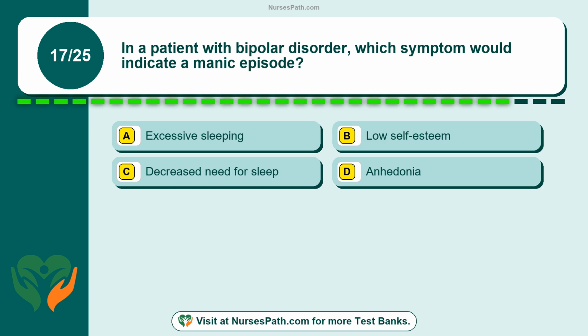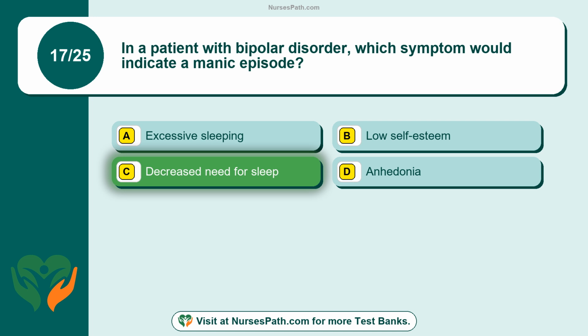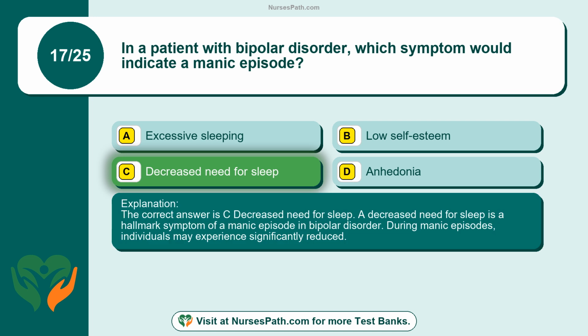Question 17. In a patient with bipolar disorder, which symptom would indicate a manic episode? Option A, excessive sleeping. Option B, low self-esteem. Option C, decreased need for sleep. Option D, anhedonia. The correct answer is option C, decreased need for sleep.